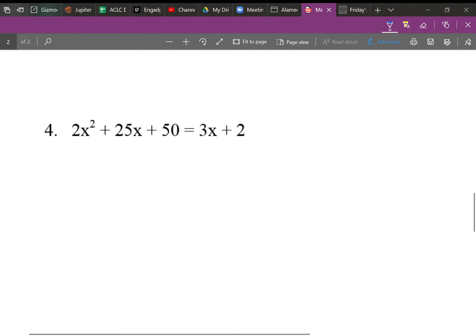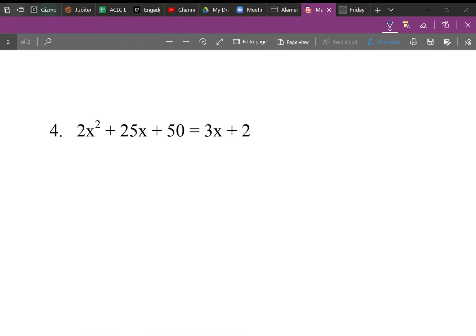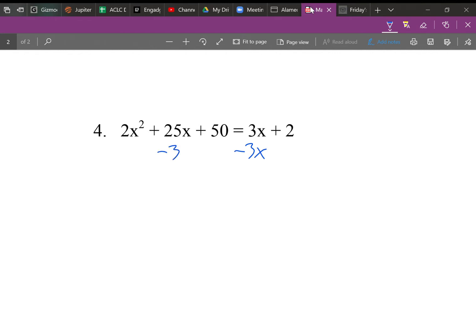So I have a quadratic equation. It is not set equal to 0 on the right hand side, so I need to change it so that it is that way. And the way I'm going to do that is by subtracting 3x from both sides. And also by getting rid of this 2, I'm going to subtract 2 from both sides.